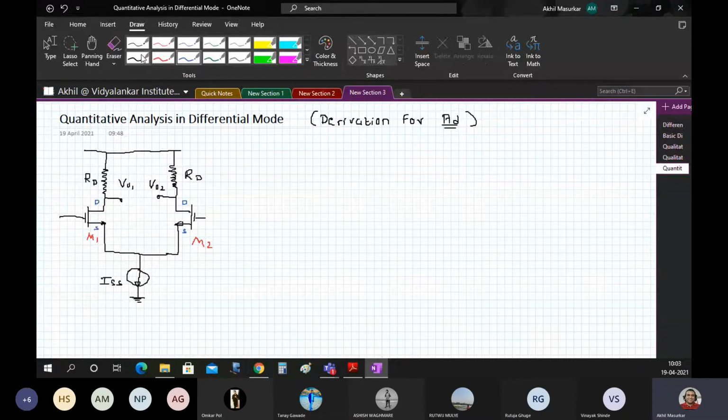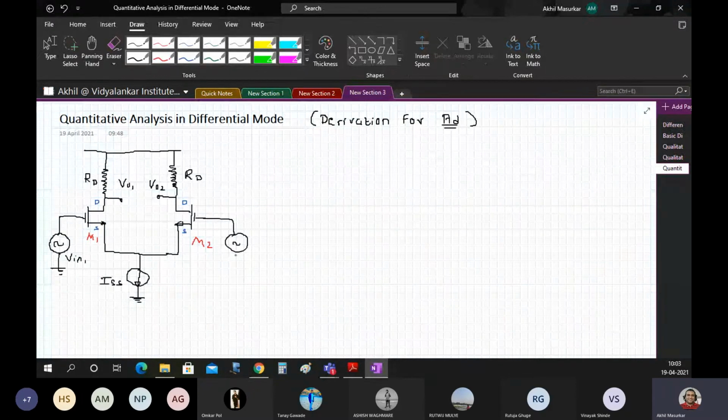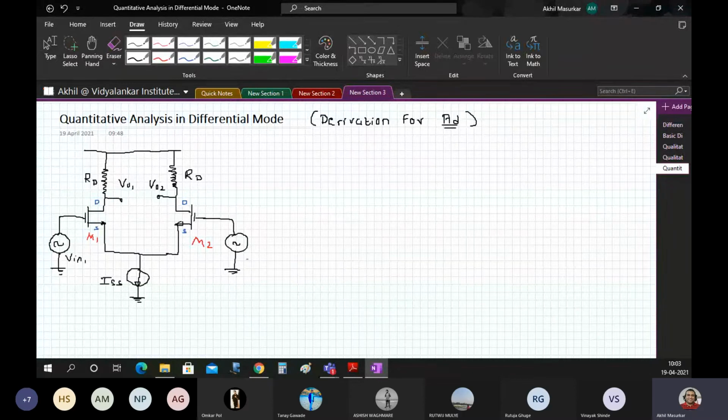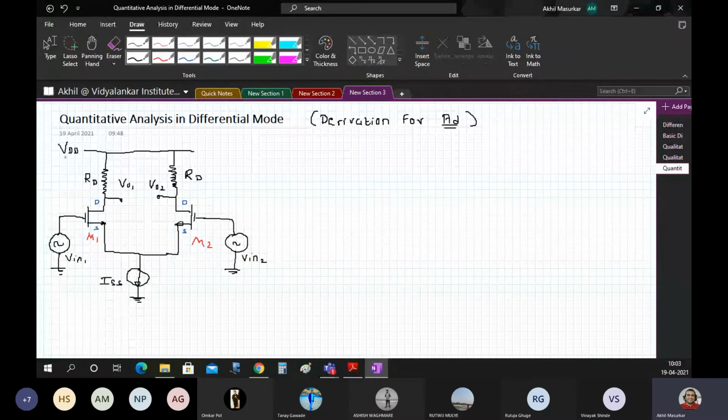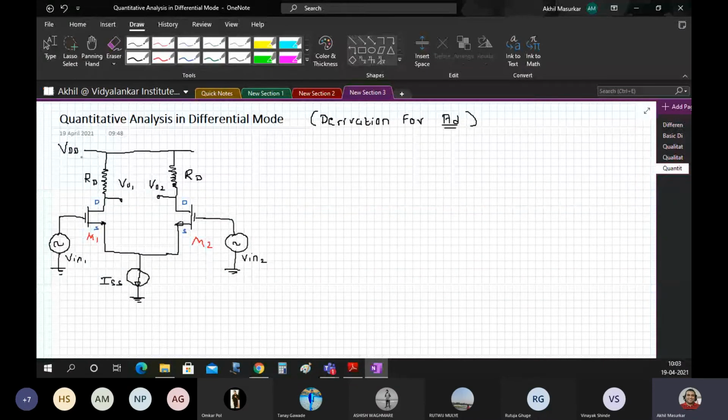Now what we are trying to do is the differential mode analysis. So we will require two signals, V in 1, and on the other side we will also require V in 2, and this at the top would be VDD. So simply speaking, we will have this particular diagram.